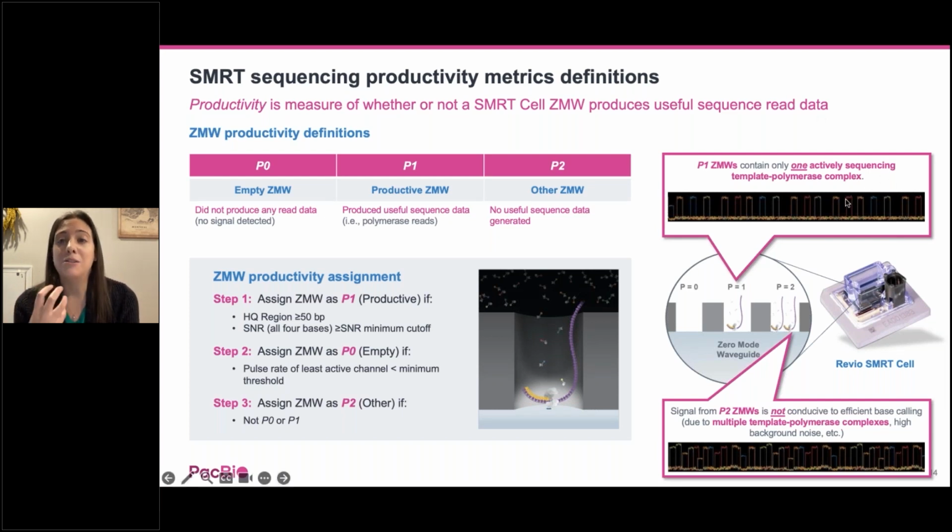And typically this means there's one actively sequencing template polymerase complex bound to the bottom of the ZMW. Then the last bin is called P2, or other ZMW, and this is a ZMW where no useful sequence data was generated. Typically, this is due to multiple template polymerase complexes being bound to the bottom of the ZMW, and this creates a lot of background noise, and base calling is not able to be done appropriately.